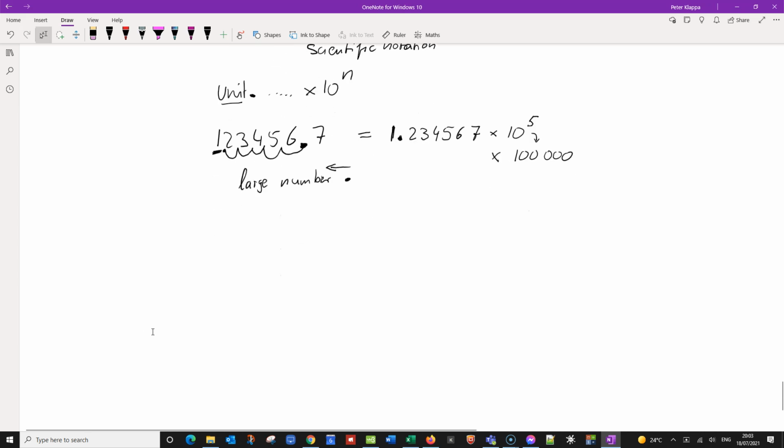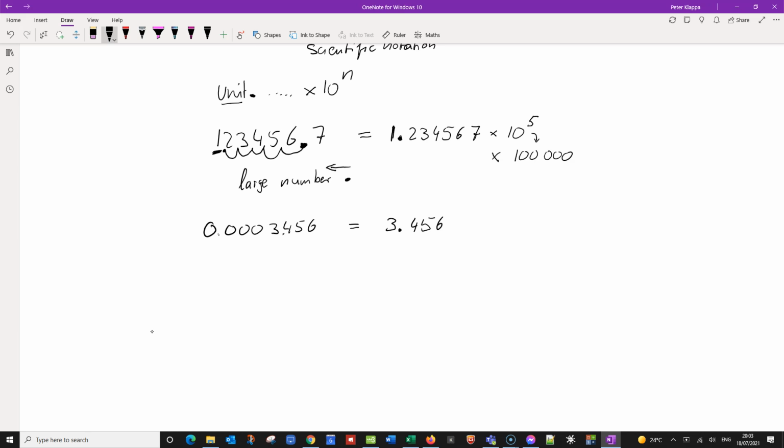We would then write a small number. Let's say we have 0.0003456, and we can write this also as a scientific number. So we can write this as, we take the unit 3.456. So we want to have the decimal point in this position here.